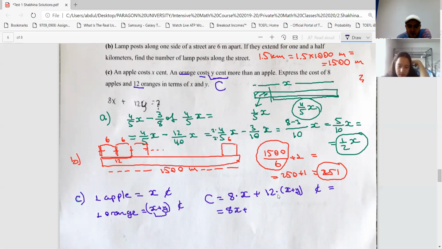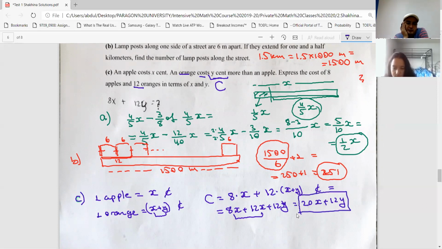8X plus 12 times X, 12X, plus 12 times Y, 12Y. Now if you simplify this, 8X plus 12X is 20X, and 12Y. So if you buy 8 apples and 12 oranges, you have to pay this amount of money or cents to the shopkeeper.